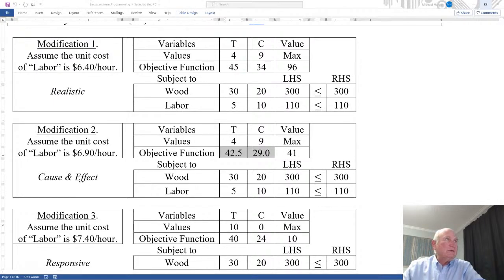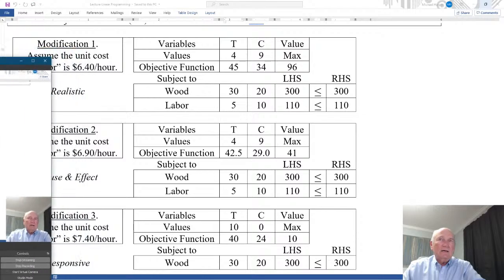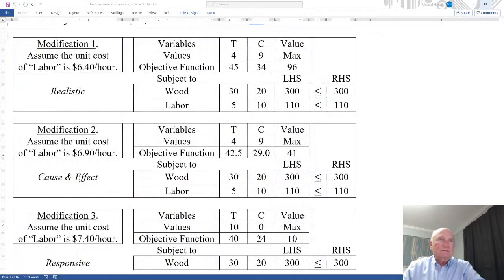And I was going to do this here, like 42.5 and 29. Whoops, see, I grabbed the wrong one. Okay. Let me do this. There we go.